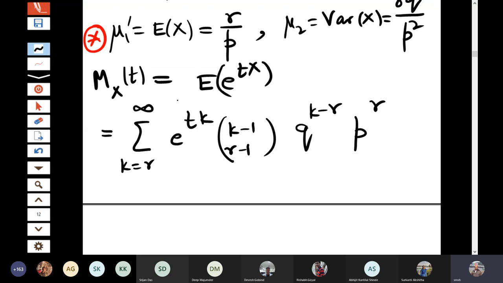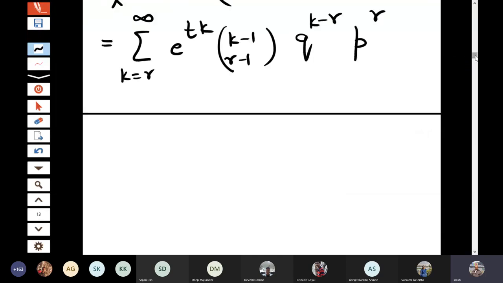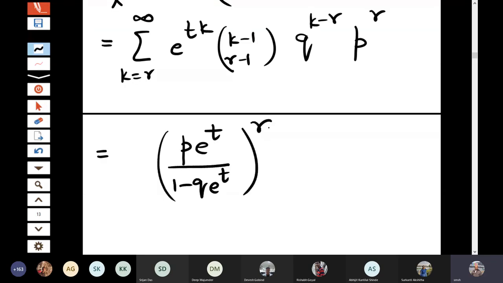So the way we want to combine, we just combine this term e to the power tk with this one, q to the power k minus r. If you do that combining, this becomes p e to the power t divided by 1 minus q e to the power t, whole to the power r. And again the condition is the same, that t is less than minus log of q. Okay.